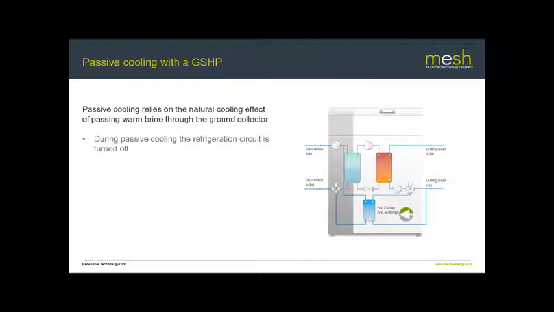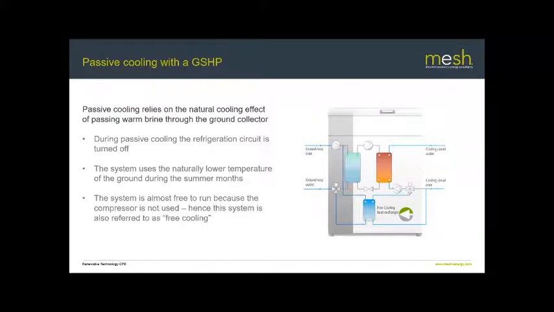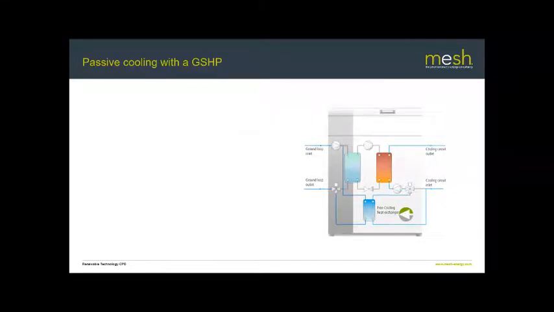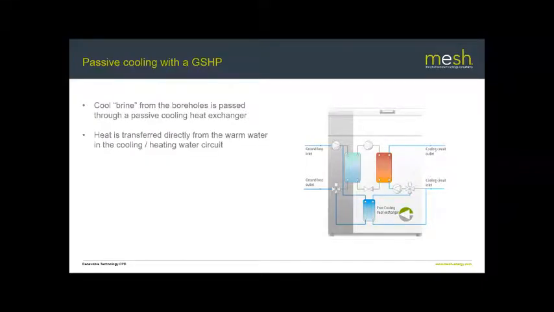During passive cooling, the refrigeration circuit is turned off. The system uses the naturally low temperature of the ground during the summer months to provide cooling. Because the system is very cheap to run, because the compressor is not used, the system is often referred to as free cooling or natural cooling rather than passive cooling. It should be noted that the cooling effect of passive cooling is relatively low compared to that of active cooling, which we'll look at shortly.